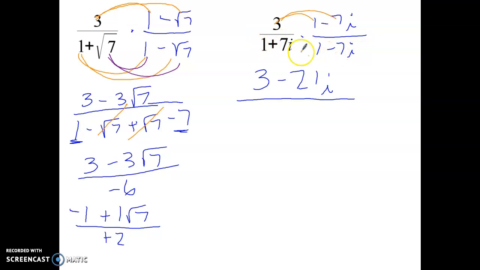Okay, and then in the denominator, just like we did before, I have 2 terms here and 2 terms here. This is a binomial and this is a binomial. So I'm going to need to FOIL. So I'm going to distribute the 1. That's the F and the O. 1 times 1 is 1. 1 times negative 7i, negative 7i.